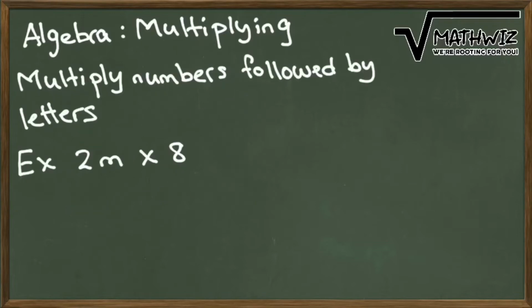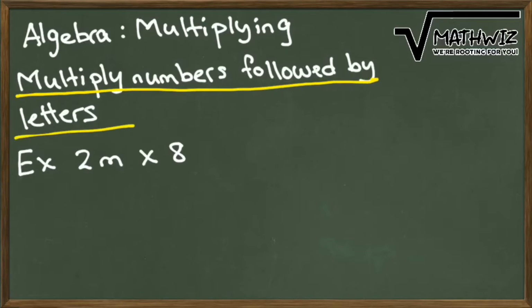So to jump into today's lesson, we are going to start with our first example. However, there is something we want to note throughout this video, and the general rule that we will be applying for this video is that we want to multiply the numbers followed by the letters. Okay, so provided we have that down, let us say we have 2m multiplied by 8.